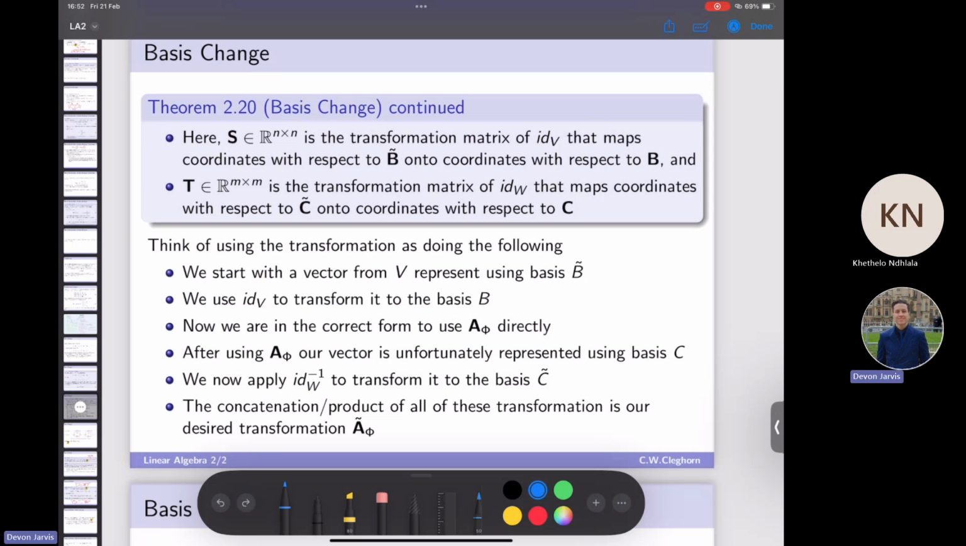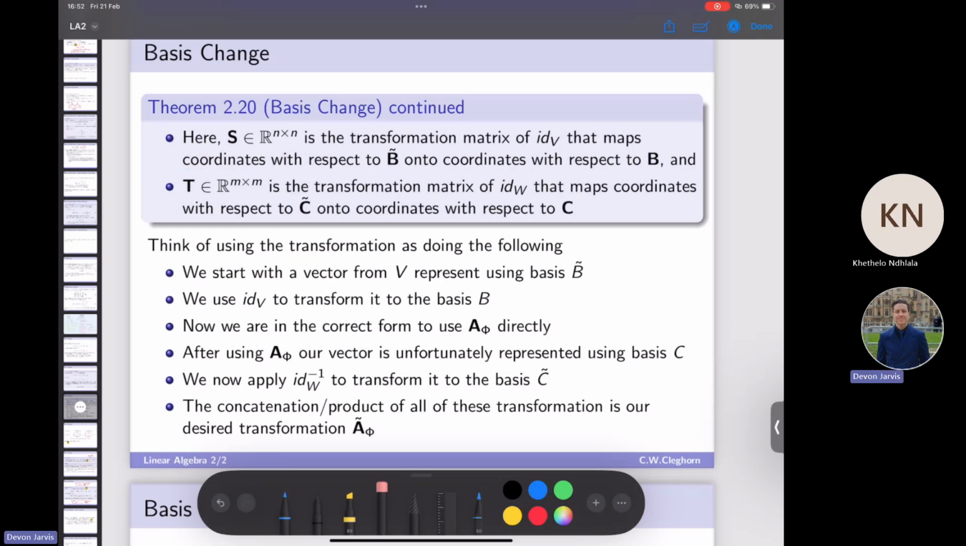Okay, so here S is the basis change matrix that maps coordinates with respect to B tilde onto coordinates with respect to B. Again, the most important thing being that. And then T is the transformation, or the basis change matrix, that maps coordinates with respect to C tilde onto coordinates with respect to C. All right, what's your question?